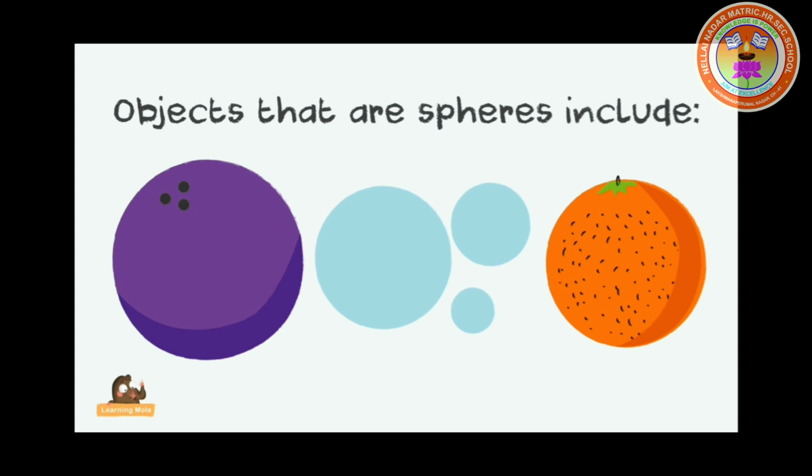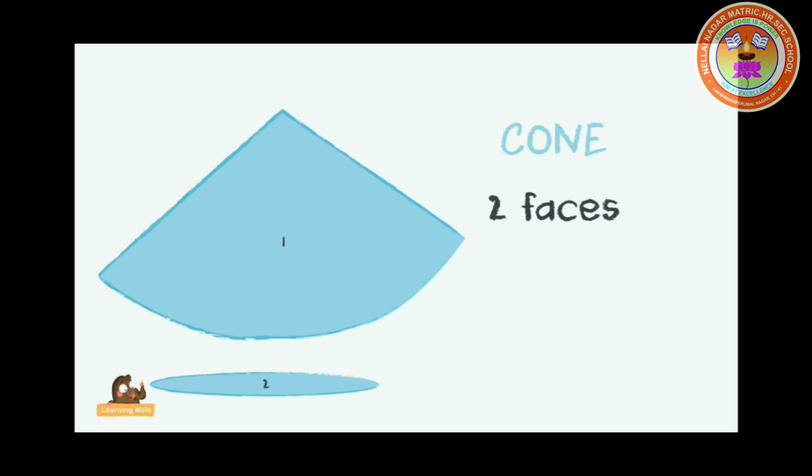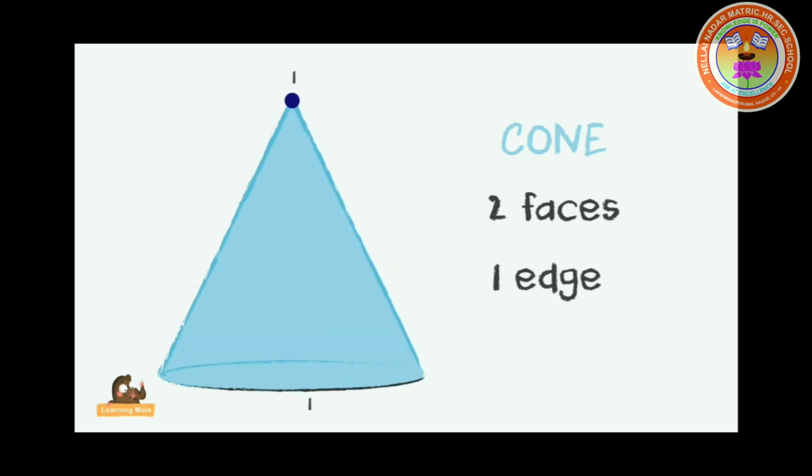Next, the last one we will see about the cone. The base of a cone is circular. The height and the slant height are not equal. It has 2 faces and 1 edge and 1 vertex.